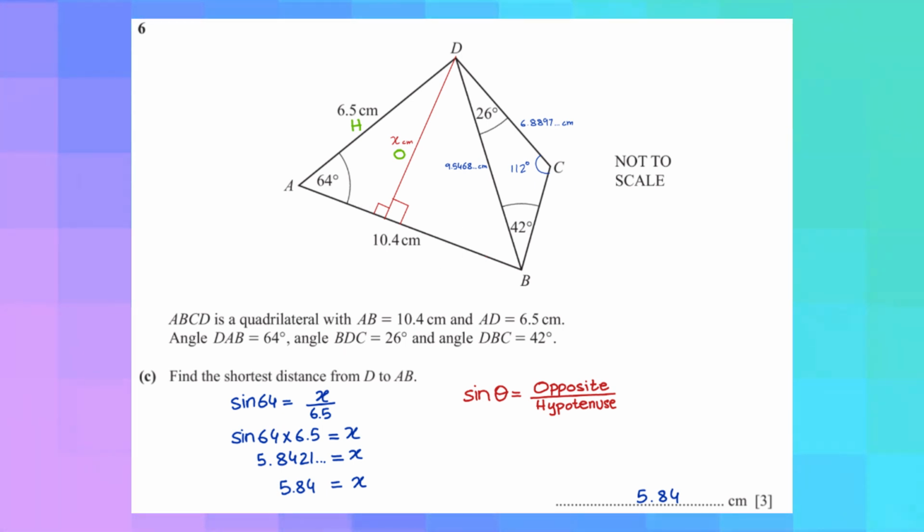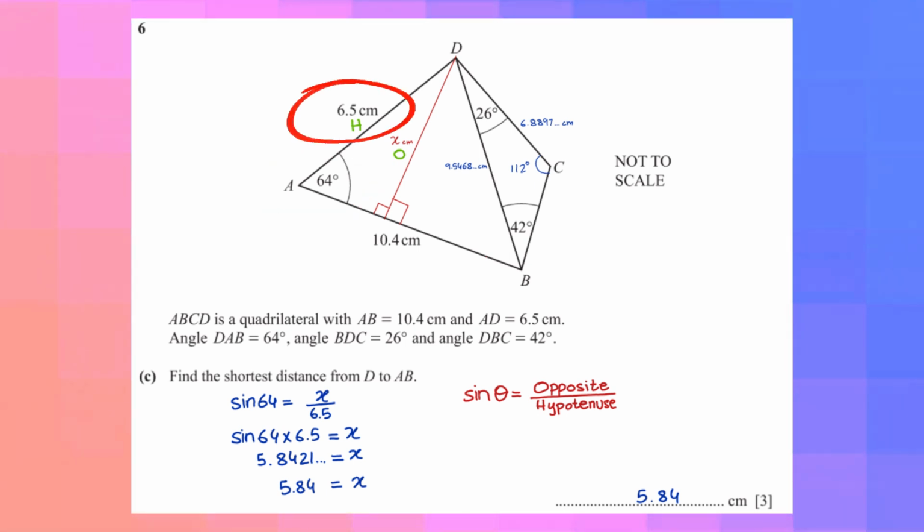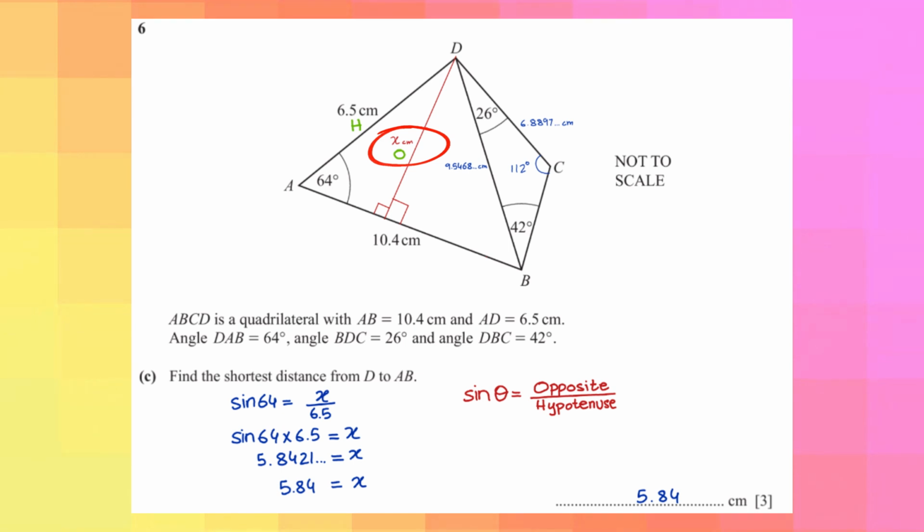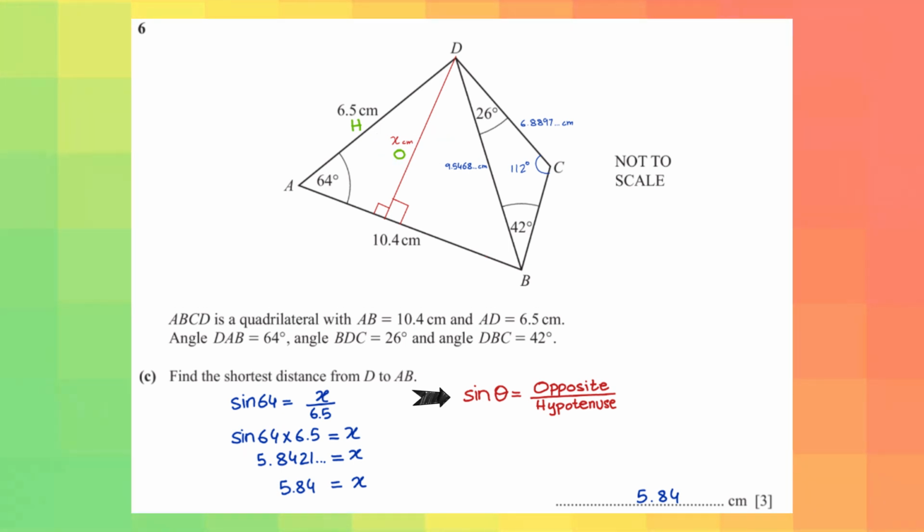So we can find the distance from D to AB using SOHCAHTOA. We know angle DAB is 64 degrees, and we also know that the hypotenuse of this right-angled triangle is 6.5 centimeters. We are also solving for the side opposite to angle DAB, which is x centimeters. Since we are dealing with the opposite and the hypotenuse, we can solve for x using sine theta equals opposite over hypotenuse. Substituting respectively gives us sine of 64 equals x over 6.5.